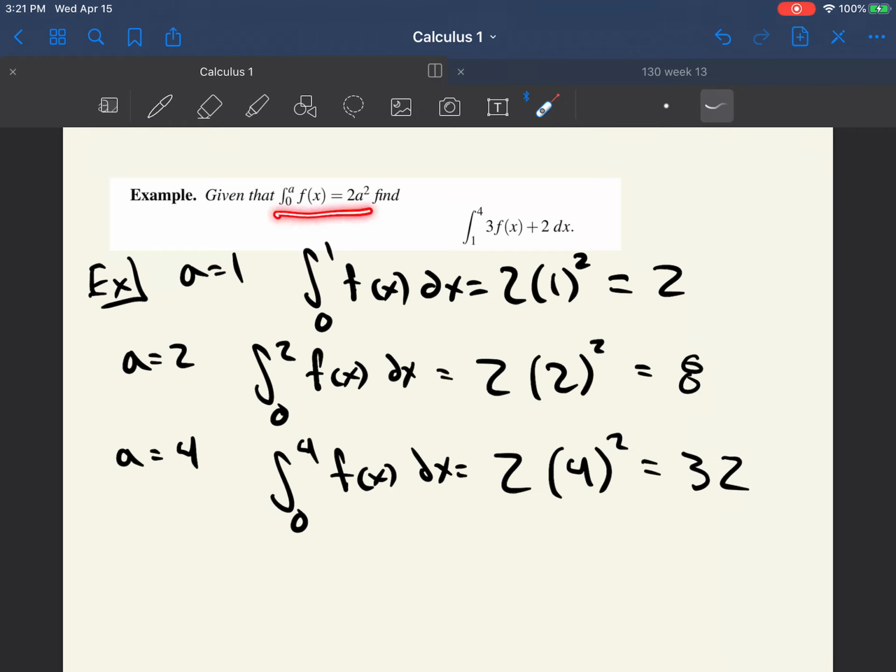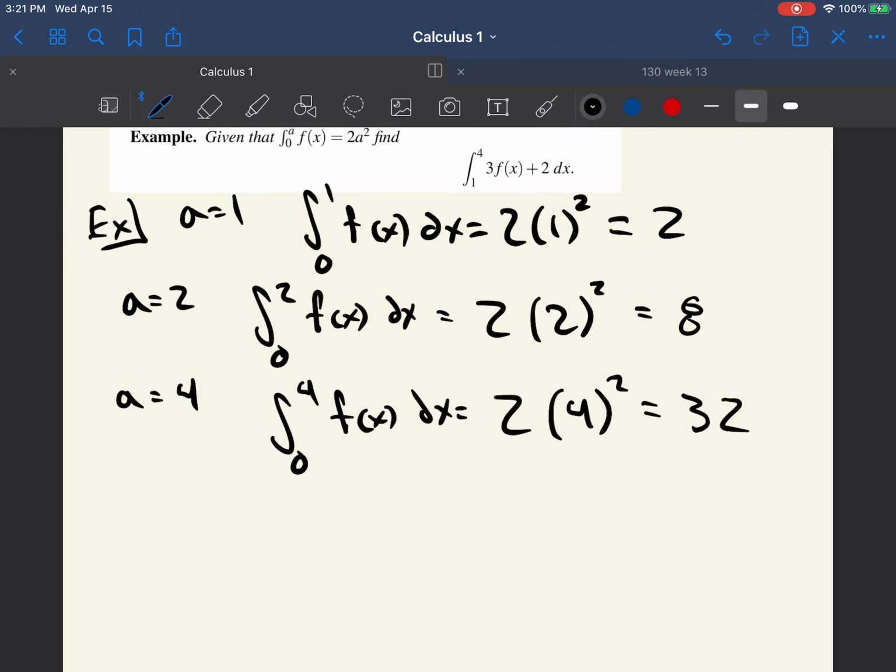Okay, so this is an example of how you're using this formula, right? You're just plugging numbers into a and then plugging them into this formula. So someone did the work to figure this out, right? So we're given this. Okay, so we're going to use this freely. And we're asked to find this integral now. Okay, and we're going to use some of the properties of integrals to rewrite that. So let's look at that.